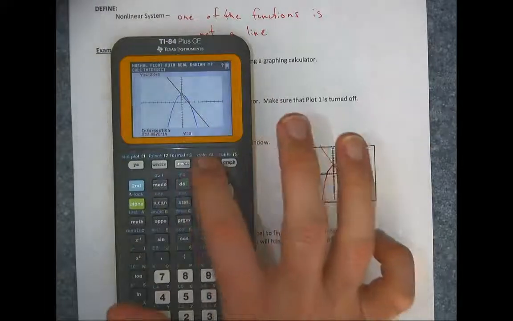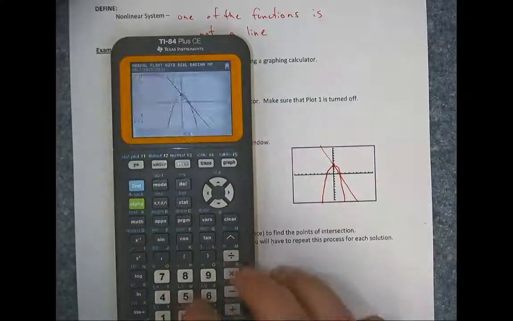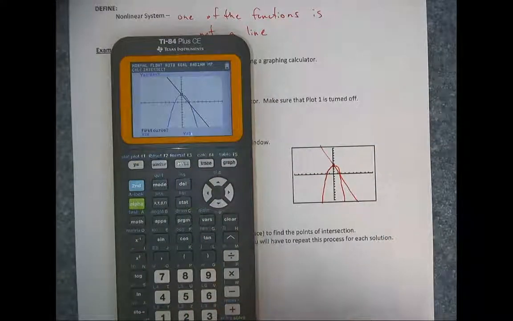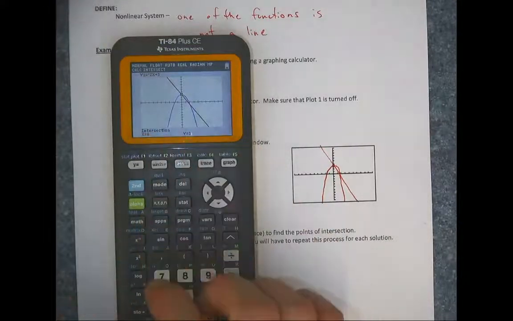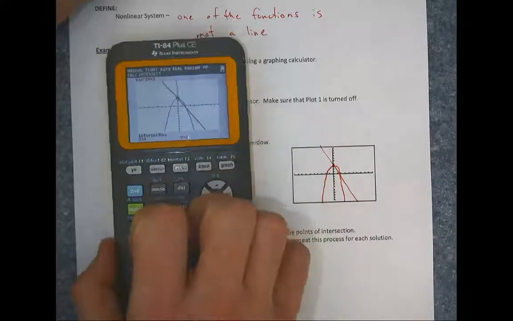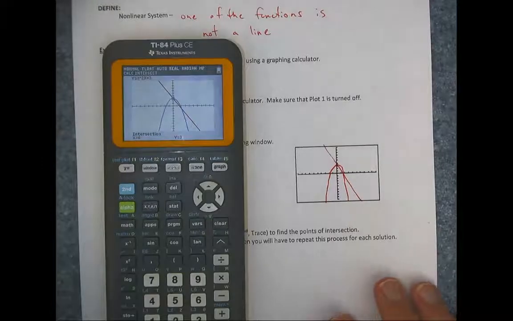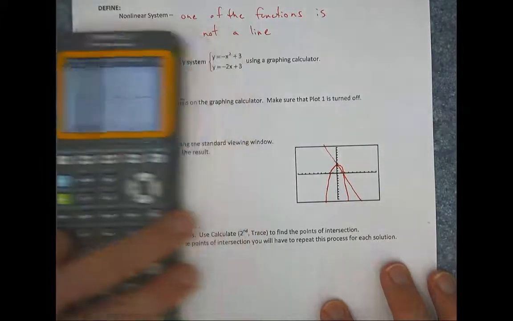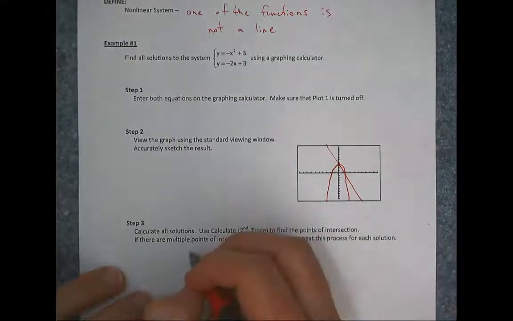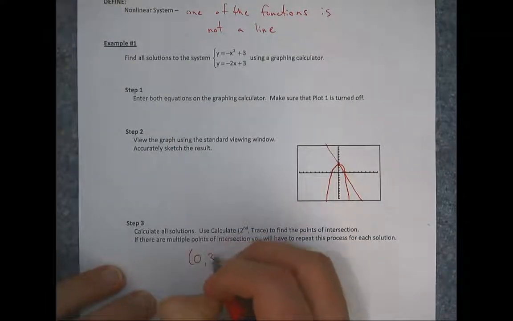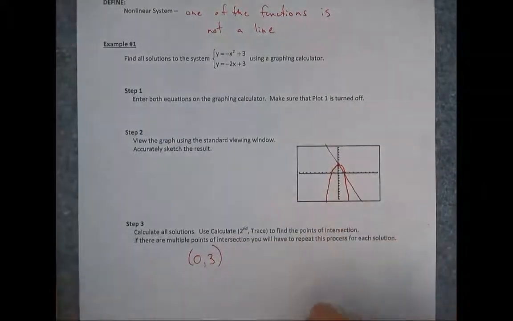Hit second and then trace, intersect. Instead of scrolling all around, I'm just going to hit enter for first curve, enter for second curve. Guess, I'm right there. And there we go. That's a lot nicer number. So a little trick, just little calculator savvy there: run it through again and don't scroll all over if it gives you a goofy number. All right, so 0, 3, we predicted was an intersection. It looked like it was, and sure enough it is.